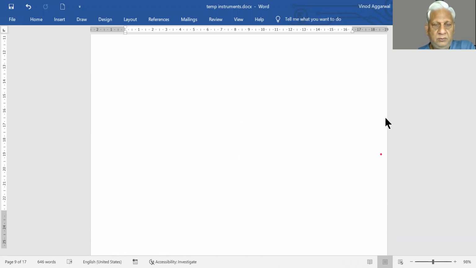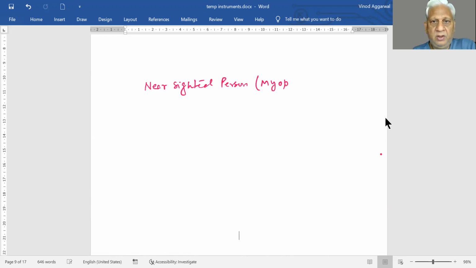One is that you are a nearsighted person. This is also called myopia. In this case, you can clearly see objects which are close to you, but you cannot see the objects which are far away. So there's a term called near point.